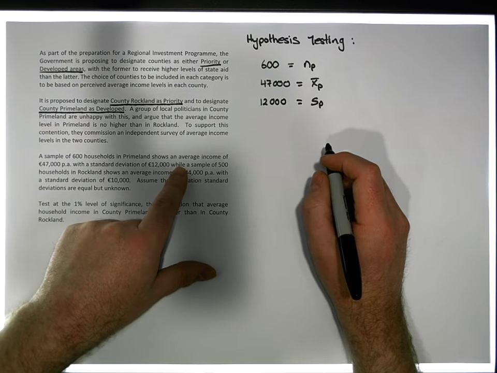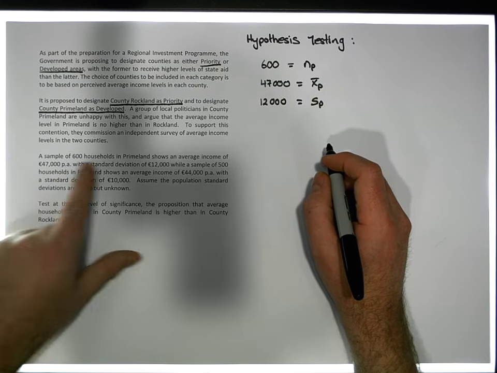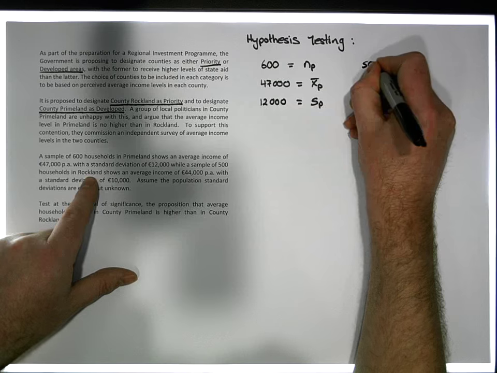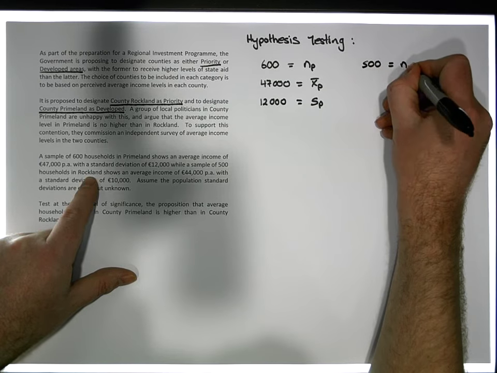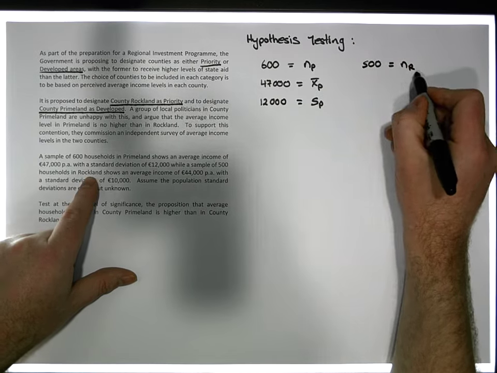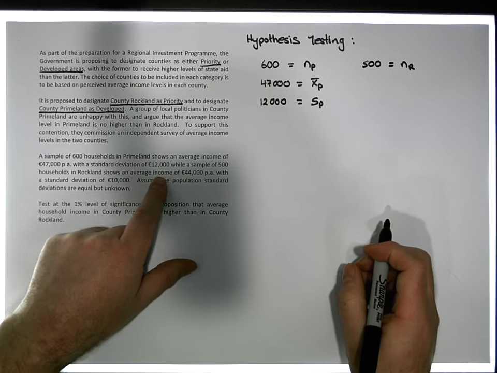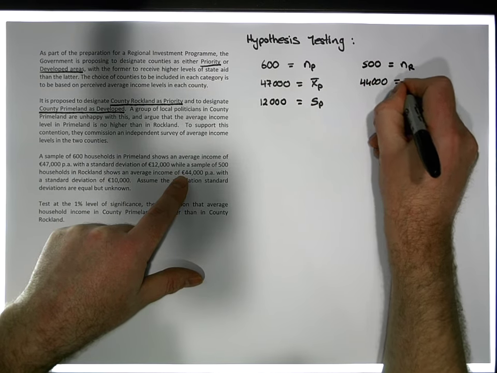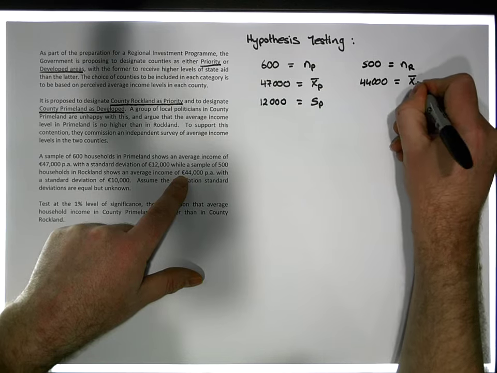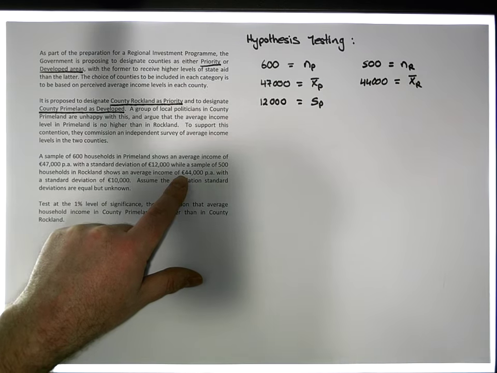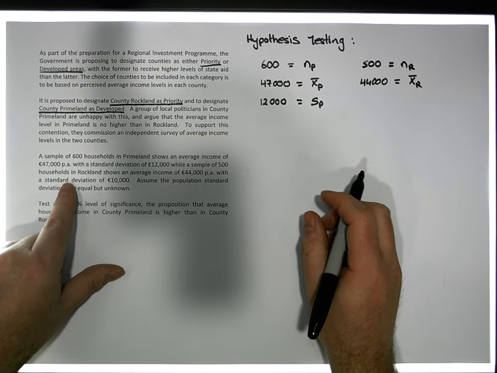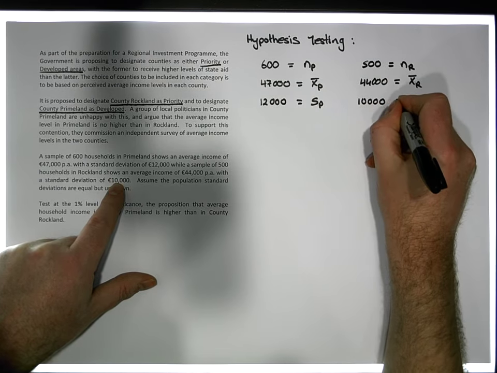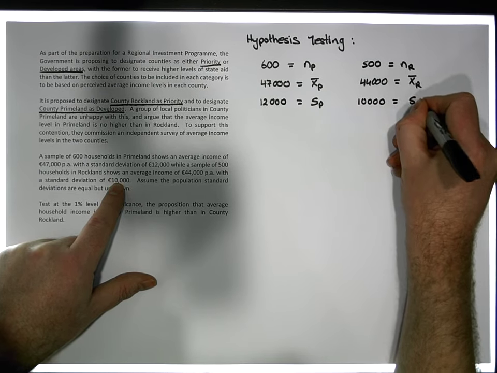Then we have a sample of 500 households in Rockland. So the sample size for Rockland is 500, small n subscript R. It shows that their average income is 44,000. So that's an X bar for Rockland, X bar subscript R. And their standard deviation is 10,000 euros. So 10,000 is the standard deviation for Rockland.